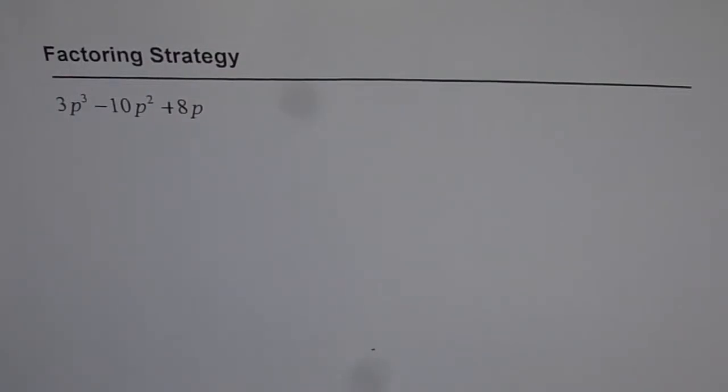Here is the third video on factoring strategy. We do have a trinomial this time, which is 3p cubed minus 10p square plus 8p. But this time the degree of this is 3. It's a cubic polynomial. Now how to factor these?